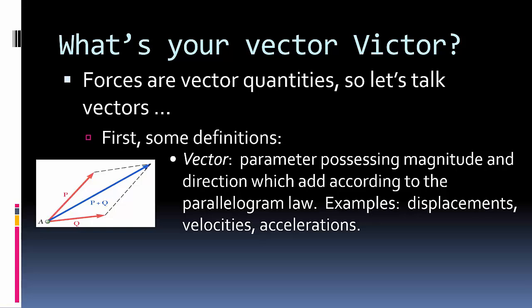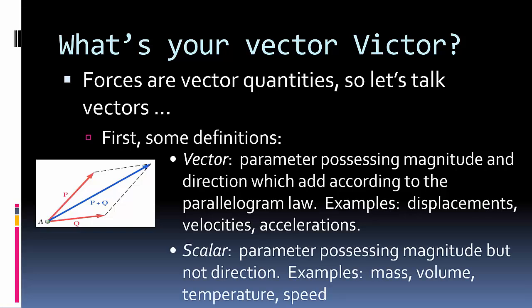Magnitudes and directions. Versus a scalar, a parameter that possesses magnitude but not direction. Examples of scalars are mass, volume, temperature, speed. Look at velocity, for example. The velocity tells you the direction and the magnitude, right? That's what a vector is. It's a magnitude and a direction. Well, the magnitude of the velocity vector is speed. So speed is the scalar, and the velocity has the additional information of the direction.